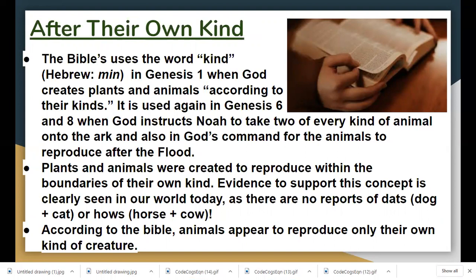So there's evidence to support this concept clearly in our world today. There are no reports of dats, which would be a dog and a cat coming together to make a dog cat, right? A dat. Or hows. There are no examples of horses and cows coming together to make a how. So you can only reproduce and make yourself out of your own kind. So that would be evidence against evolution for the sheer fact that animals can't turn into other animals. They can only stay in their own kind. So according to the Bible, animals appear to reproduce only their own kind of creature.